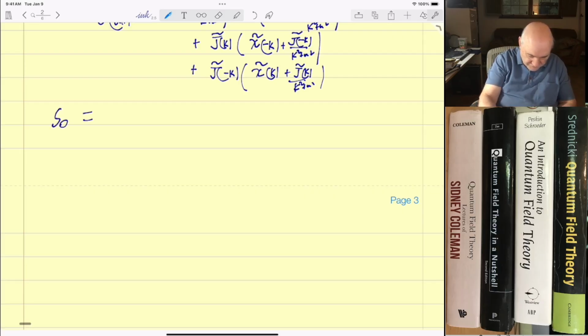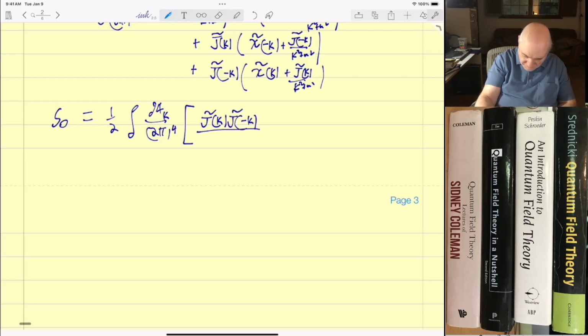So now we get S0 is equal to 1/2 the integral d4k over 2 pi to the fourth of j tilde k j tilde minus k divided by k squared plus m squared, minus chi tilde k times k squared plus m squared times chi tilde minus k.